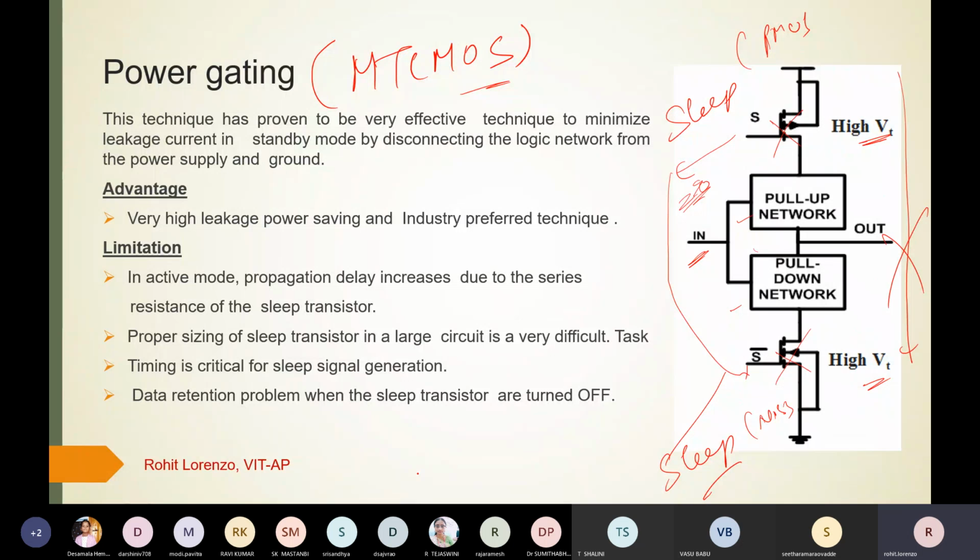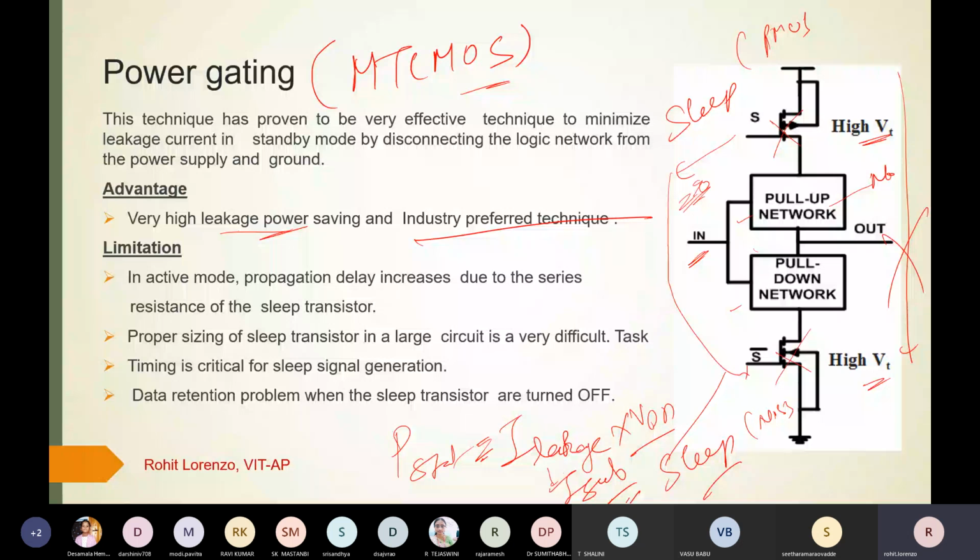So if the leakage is reduced, definitely there is a reduction in power dissipation, because static power is I leakage times VDD. In this circuit-level technique, we are reducing the I sub-threshold. This technique is very effective and is also used in industry. The advantage is very high leakage saving, and it is industry preferred. It uses multiple thresholds: these transistors are normal VT, and these transistors are high VT.